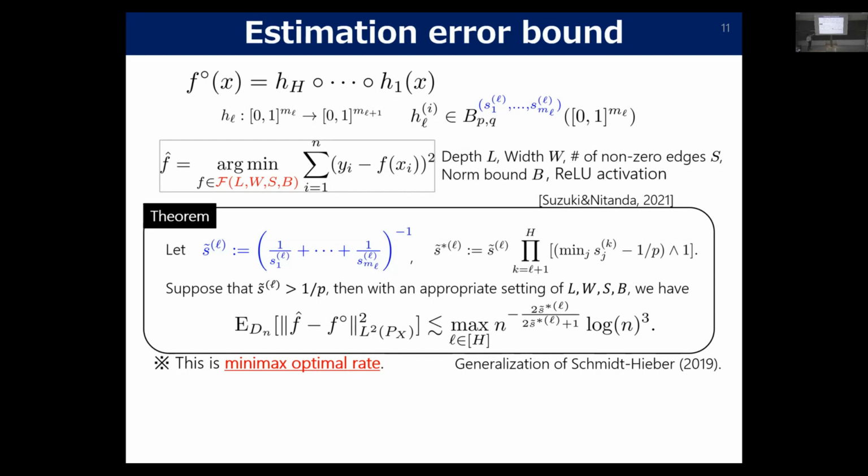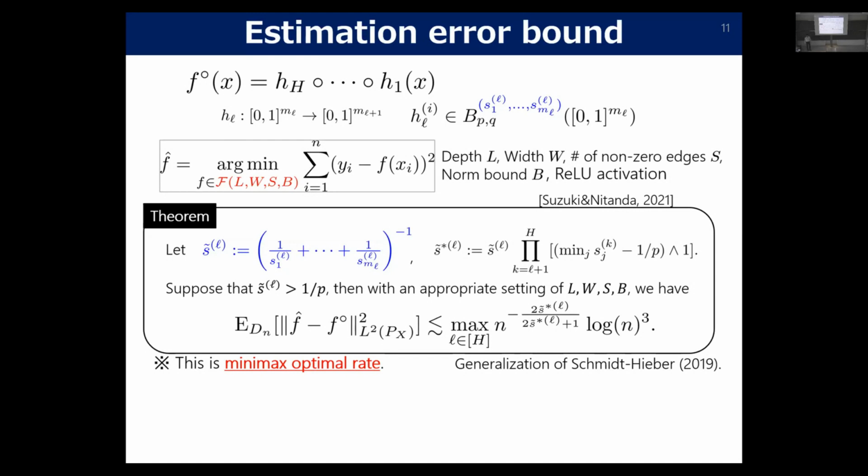So you have already understood that slide, but I want to say something about that. The regularity of the model is characterized by S tilde L, which is given by the inverse of the sum of the inverse of the smoothness in each direction. So this determines the convergence rate. But the actual convergence rate is characterized by a slightly modified parameter, S tilde star L, given like this, because errors in the inner layers are propagated to the output. Such a propagation should be taken into account. So basically the rate of convergence is characterized by S tilde.